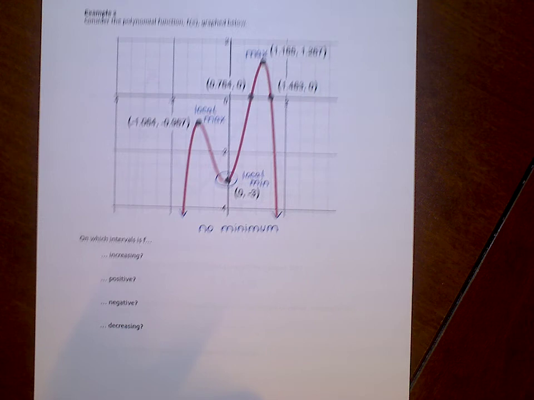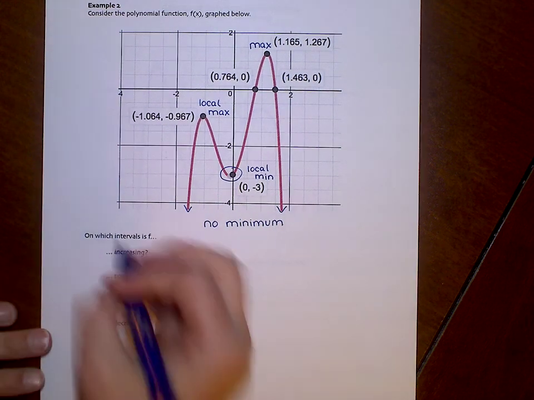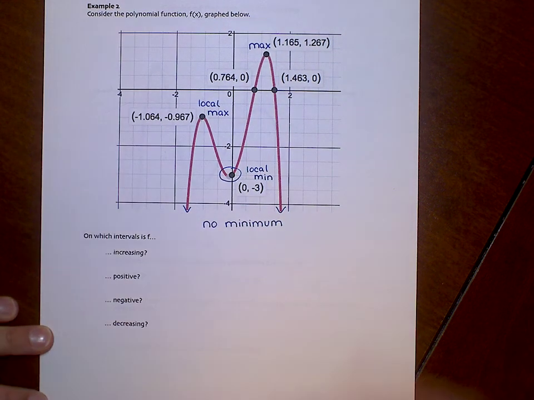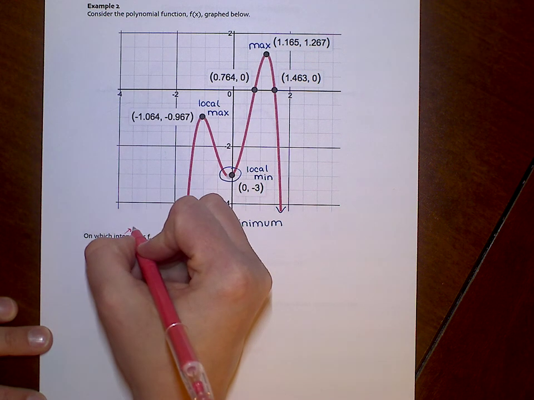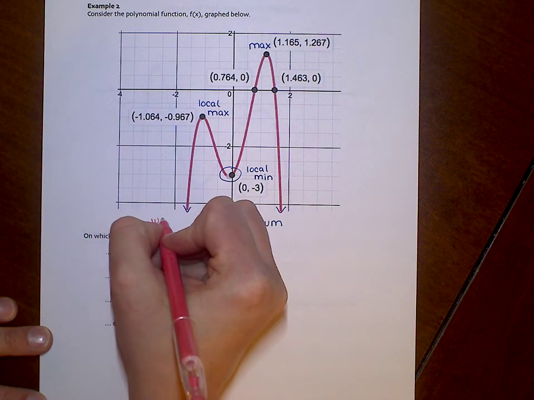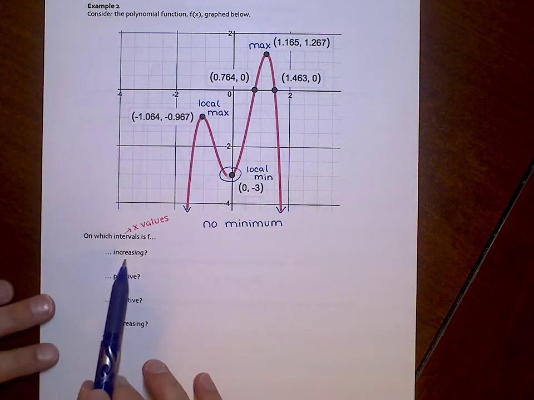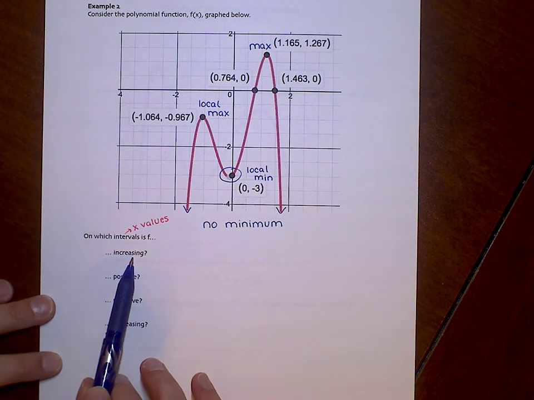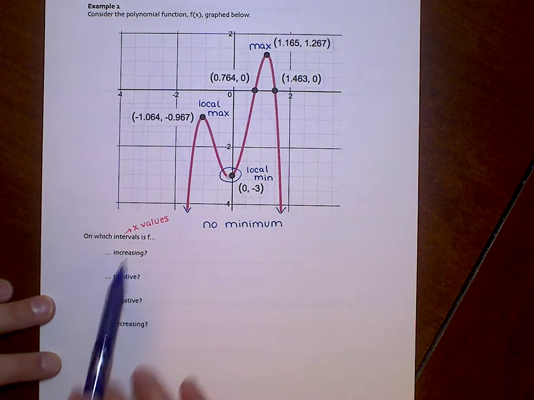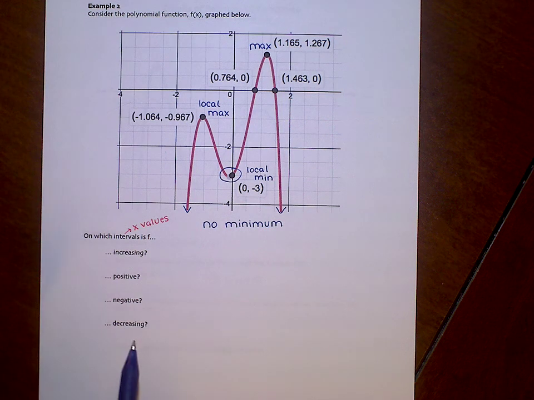So I want to talk about intervals, and when I say intervals, I'm talking about x values. Okay, so let's make a note here that when I'm talking intervals, we're labeling this in terms of the x values, like between what number and what number. And that's why you see all these coordinates posted. That's what's going to help you with that. So on what intervals is the graph increasing? Let's make sure we understand the difference between increasing and positive. Increasing means getting larger.